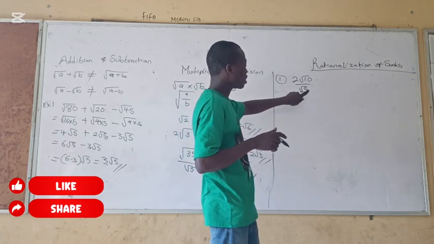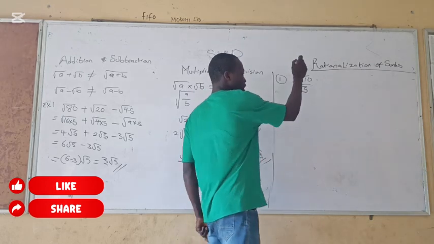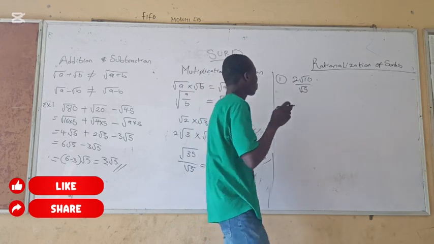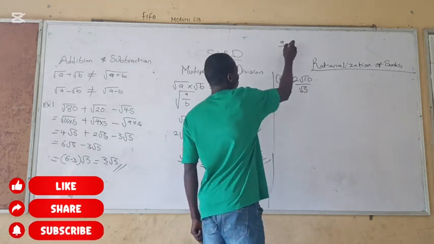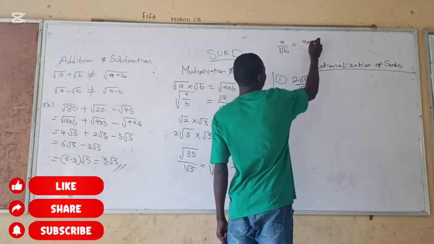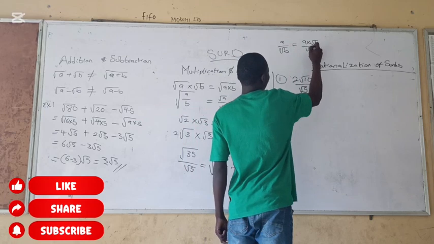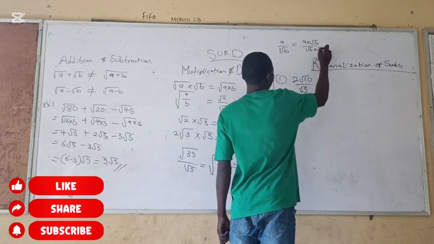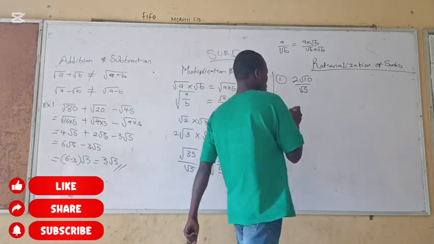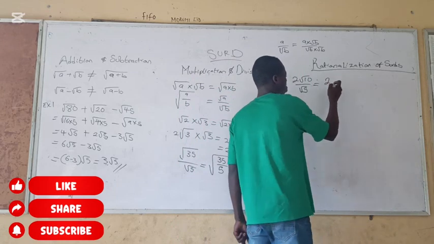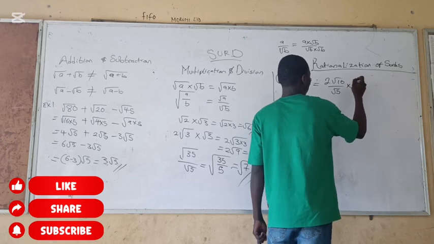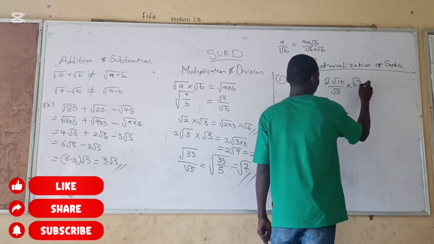Now to rationalize this denominator, we are going to multiply the numerator and the denominator by the denominator itself. That's how to rationalize. For instance, you have a over root b. To rationalize this, it will be a multiplied by root b divided by root b multiplied by root b. So you are going to multiply the numerator and denominator by the denominator. So now let's rationalize this. You have 2 root 10 divided by root 5. Multiplying both the numerator and denominator by root 5, right?